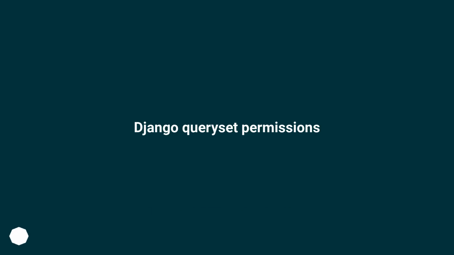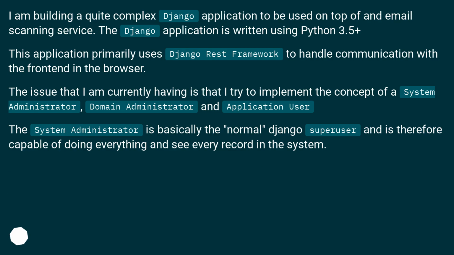Django query set permissions. I am building a quite complex Django application to be used on top of an email scanning service. The Django application is written using Python 3.5+. This application primarily uses Django REST framework to handle communication with the front end in the browser.